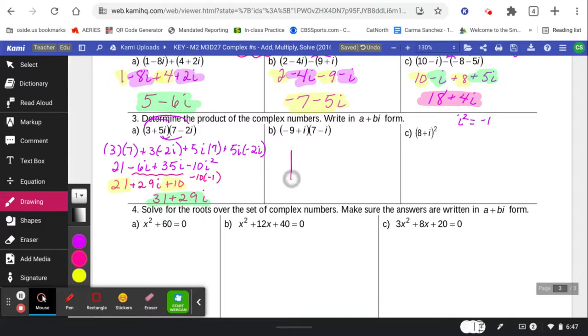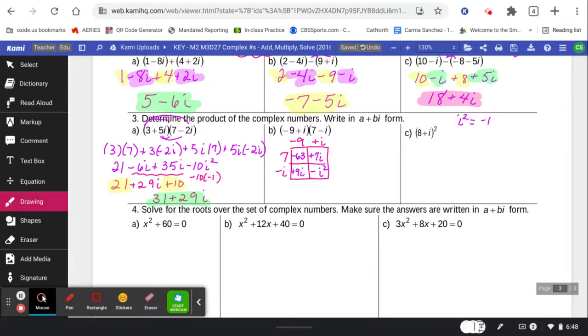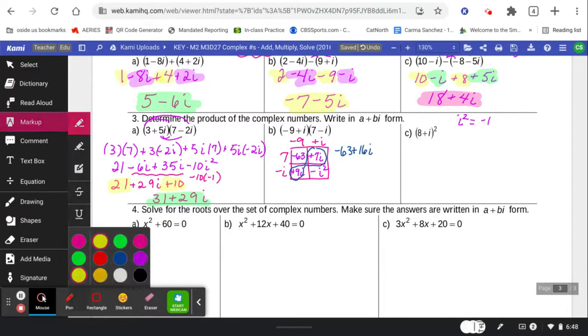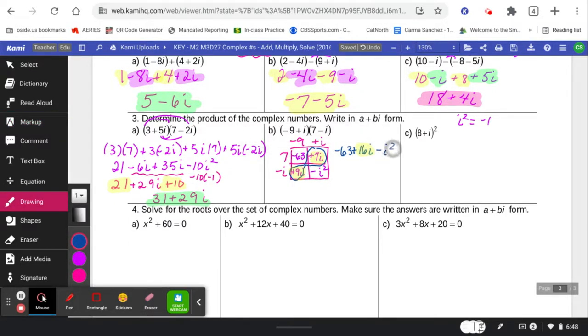Okay, for this one, I'm going to demonstrate the box method so that you can remember back to which method you prefer. It doesn't matter if I write it across the top or across the side. And then I multiply. Negative 9 times 7, that makes negative 63. 7 times i, positive 7i. Negative times negative is positive 9i, and negative i squared at the back. When I write this all out, I get negative 63. 7 plus 9 combines to give me 16i in the middle. So these two terms are like terms and can be combined. And then at the back, I get negative i squared.